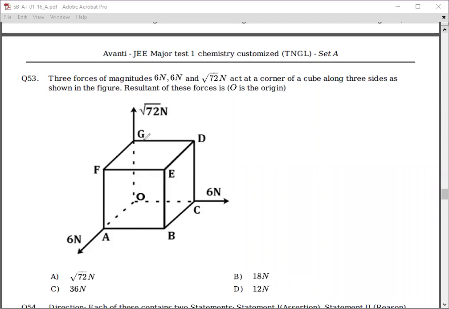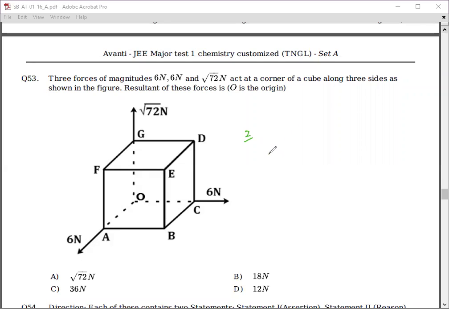Now, forces of magnitude 6 Newton, 6 Newton, root 72 Newton, right? Find the resultant. It's so easy. Which method do you have to use? Raise your hand. Which method you have to use? Tell me, I'll tell you. I can solve it in two lines. Sir, which method will I use? Diagonal of cuboid, yes.